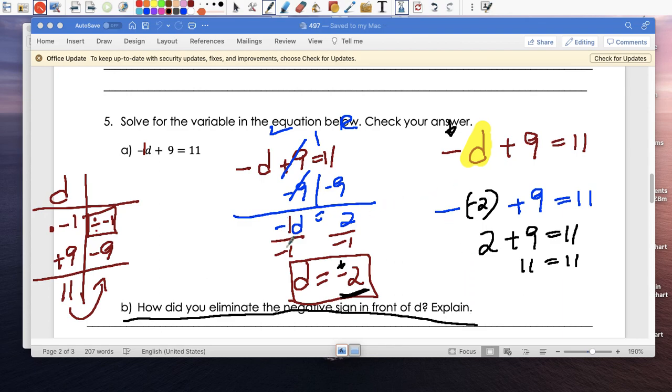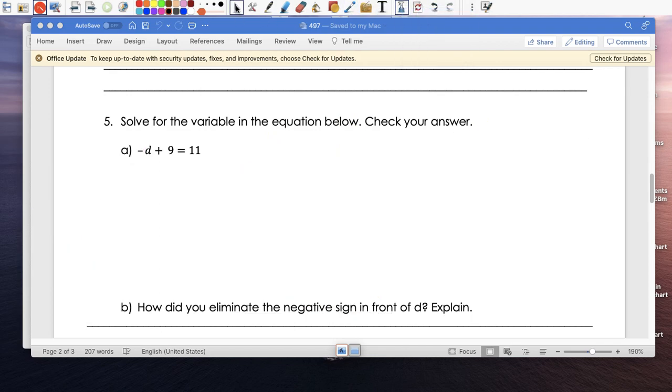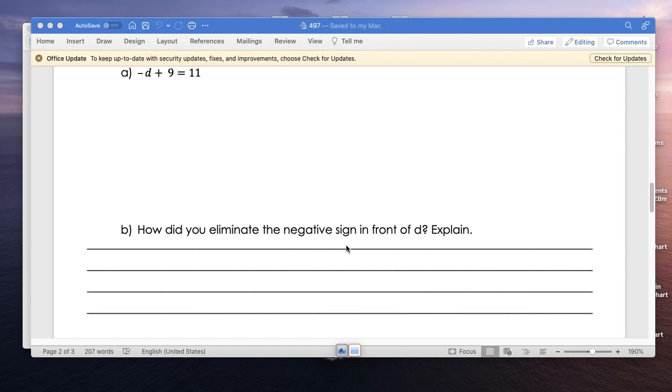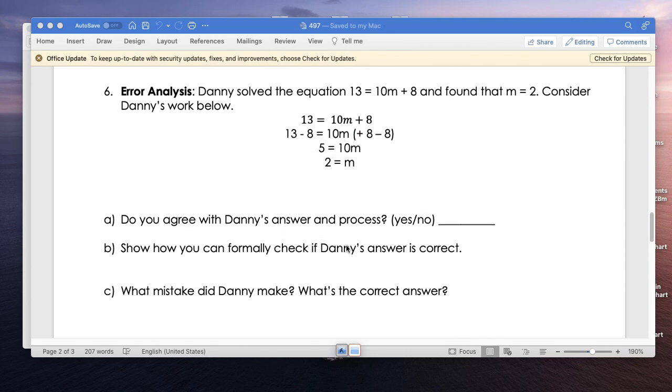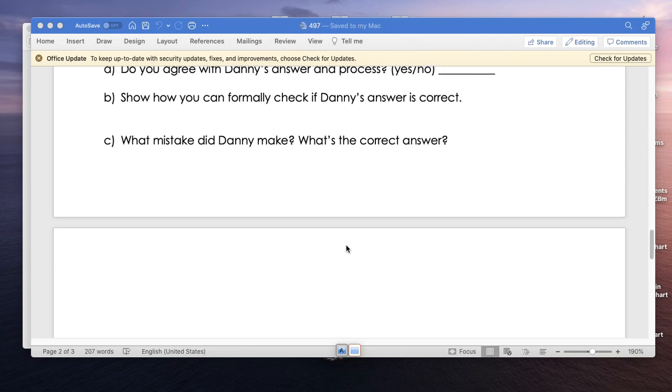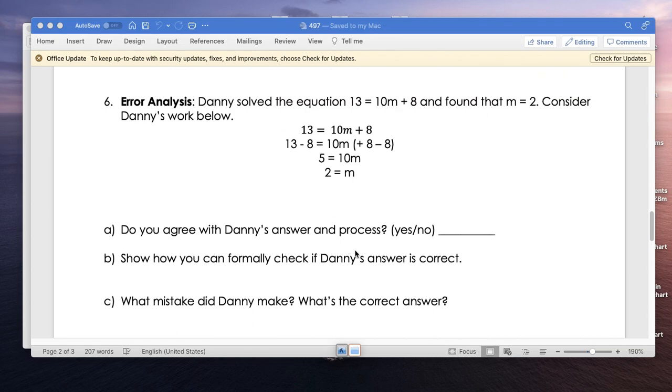Well, how did we do that? Well, we multiply it by negative 1 because the coefficient is negative 1. And dividing by another negative, because both are negative, I get a positive, and then that's how D got to be positive. Okay, so that's a little tricky question. And I really think that putting a negative 1 in front of D, the coefficient visible, helps you.